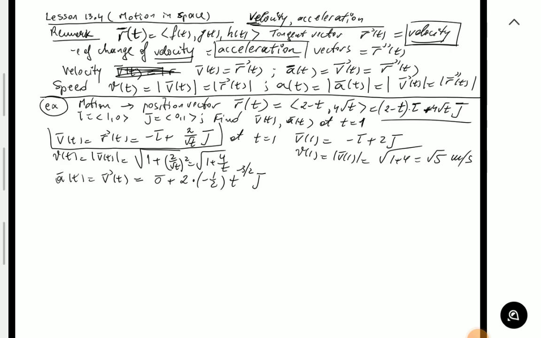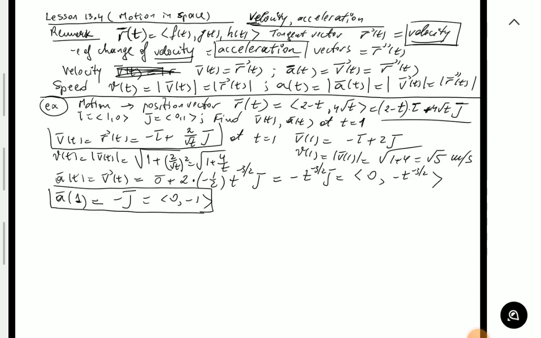So in terms of t, the acceleration at time t is going to be minus t to the minus 3 halves j. If you stick to component forms, I guess one disadvantage is that you have to track those zeros, because the i component now is 0. At time equals 1, the point in question, that's going to be minus j, or in component form, 0, minus 1. So the acceleration at 1 is 0, minus 1. The velocity at time t equals 1 is minus i plus 2j.